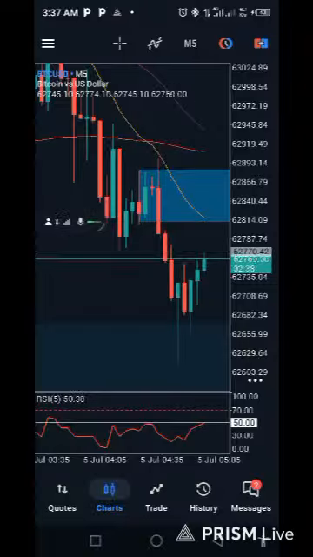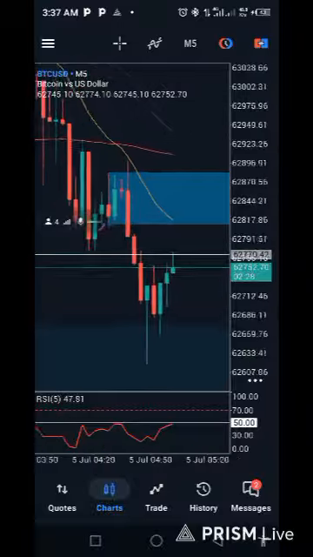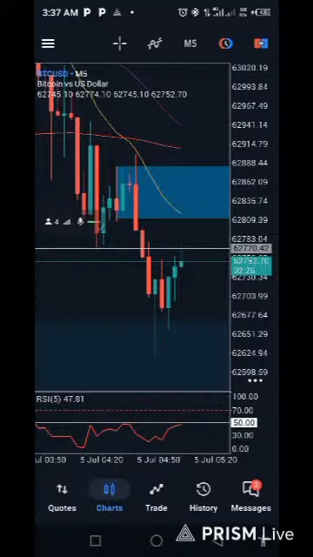Patience is key. Now this is just a 5 minutes time frame. You can see how it is delaying to go to that other block. See how it's delaying to go to the other block. It's just like that. That's how the trade is. You have to wait.